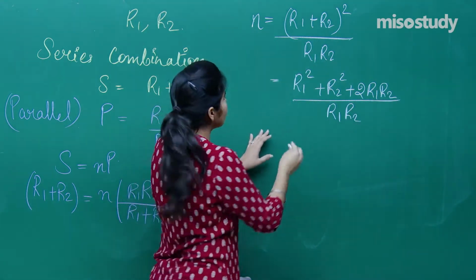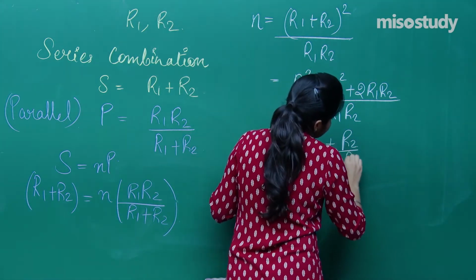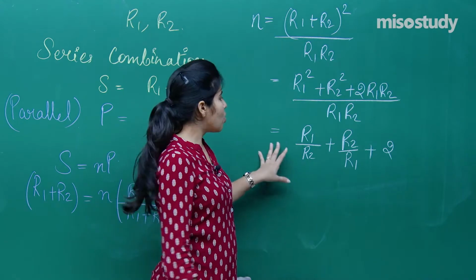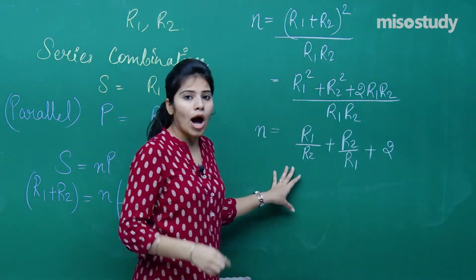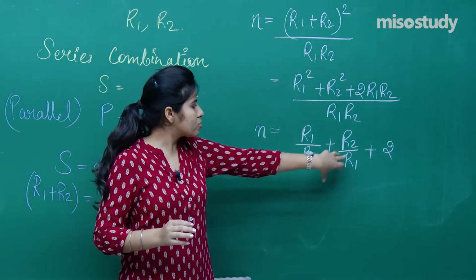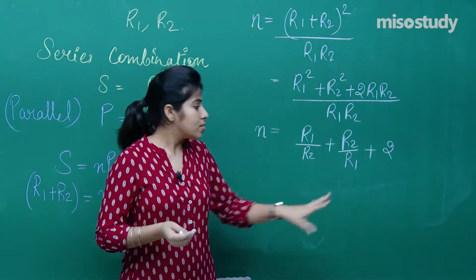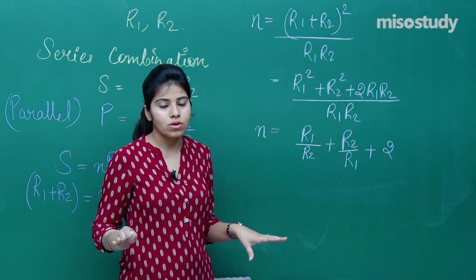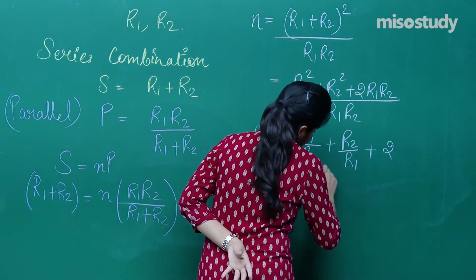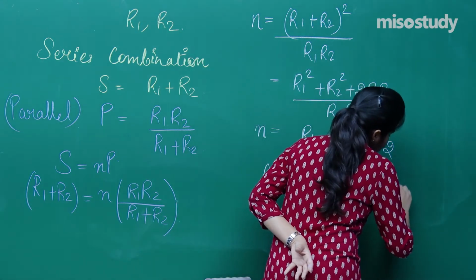Now if you further solve it, you will have R1 upon R2 plus R2 upon R1 plus 2, because this R1 R2 will get cancelled. So you are left with this equation. Now how to solve it further? By looking at this R1 upon R2 and R2 upon R1, I can imagine that if I take the geometric mean, these both are going to cancel out. So we just know that the arithmetic mean is always greater than or equal to the geometric mean.